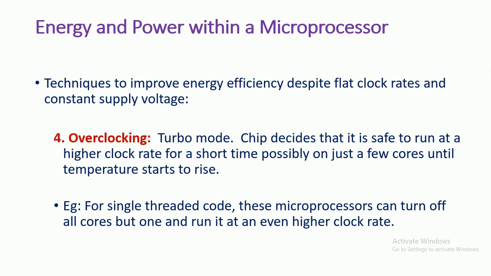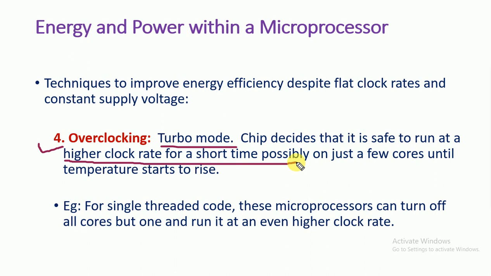Now the fourth method is called overclocking. That is the opposite of the previous one, dynamic scaling. That is called turbo mode. Overclocking, which is also called turbo mode. The chip decides that it is safe to run at a higher clock rate for a short time for only a few cores. Okay, so whenever the processor is working on some crucial operations, at that time only it increases the speed of the clock rate. So automatically it should increase the clock speed whenever it is doing some crucial operation.